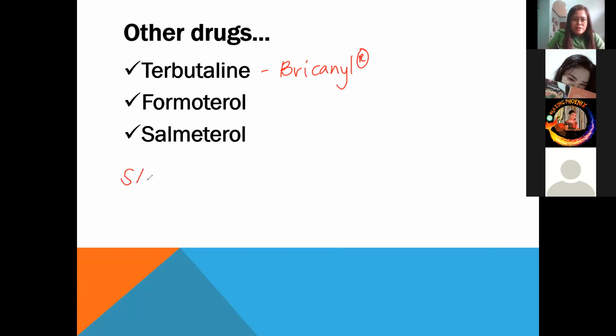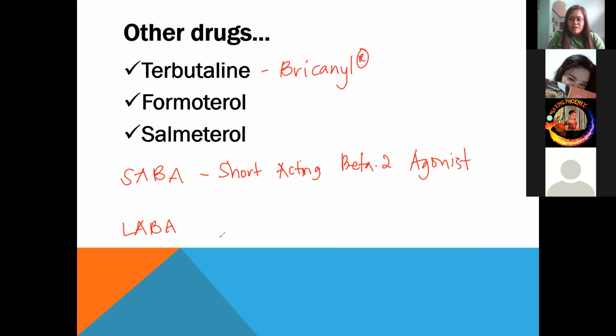Naa ta ginatawag og SABA and LABA. SABA means short-acting beta 2 agonist. Kaning LABA, long-acting beta 2 agonist. So, sa kalahian nila, this is short-acting and this is used during asthma attack.